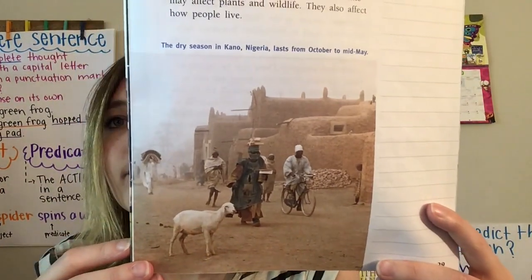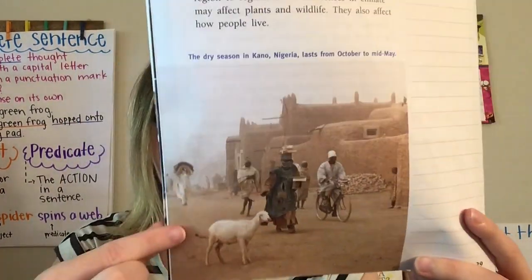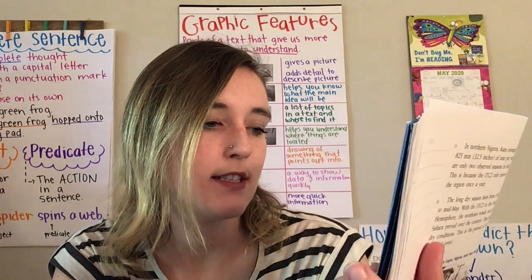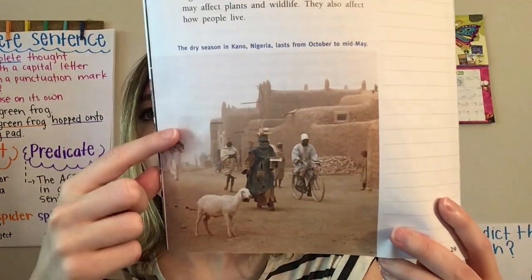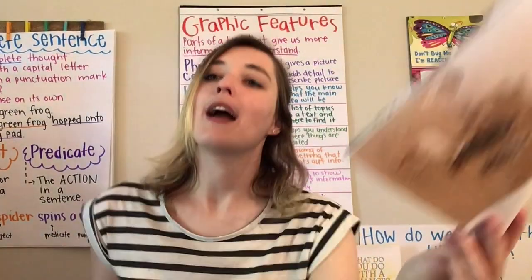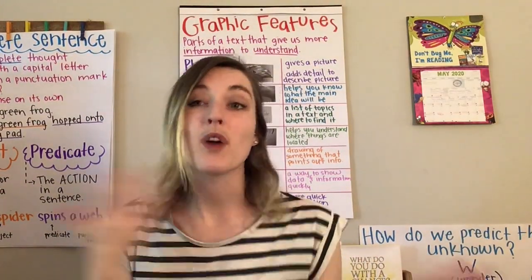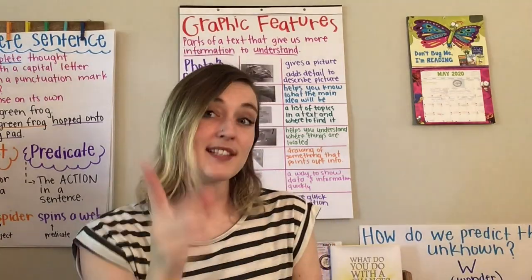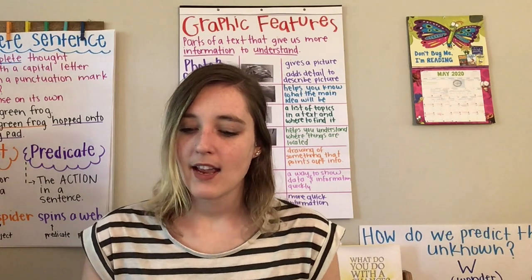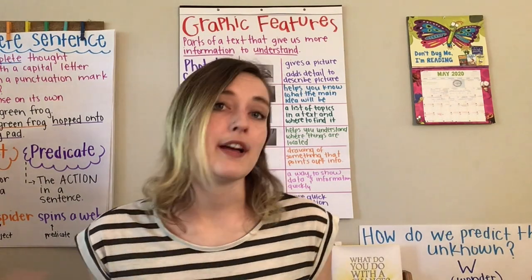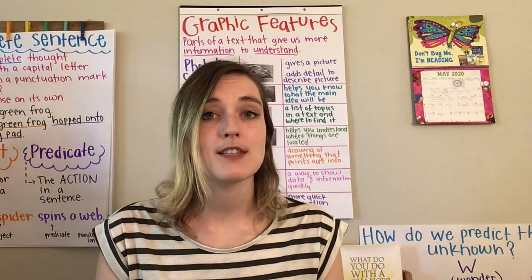And then what information is given? So what can you see? Looks like the desert, right? And then it says the dry season in Kano, Nigeria lasts from October to mid-May. So what is shown right here? The dry season in Kano and what it looks like, okay? So go write that down. And then how does it help me understand the text? That's for you to fill out. How does that help you understand the text? Go write that down.